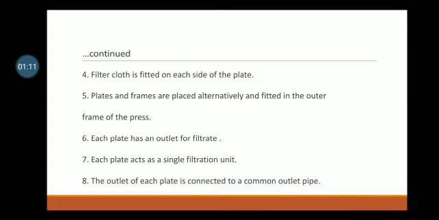Filter cloth is fitted on each side of the plate. Plates and frames are placed alternatively and fitted in the outer frame of the press. Each plate has an outlet for filtrate. Each plate acts as a single filtration unit. The outlet of each plate is connected to a common outlet pipe.